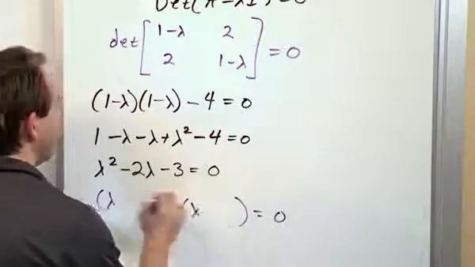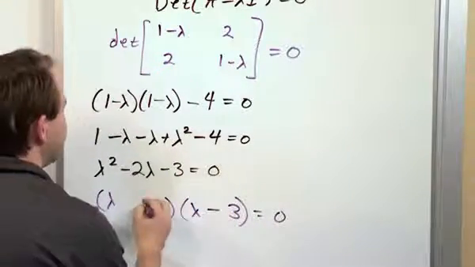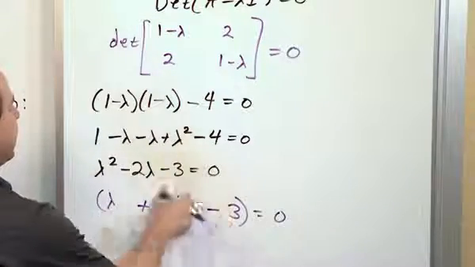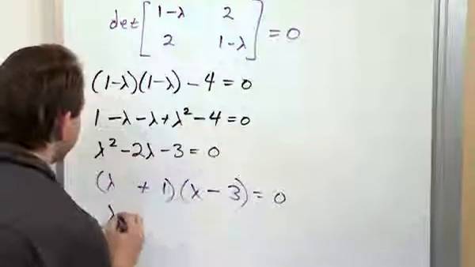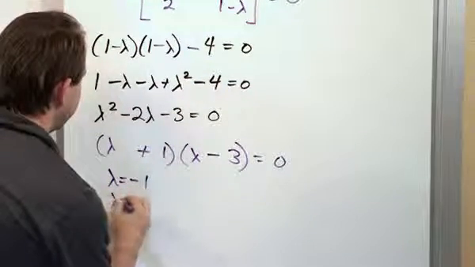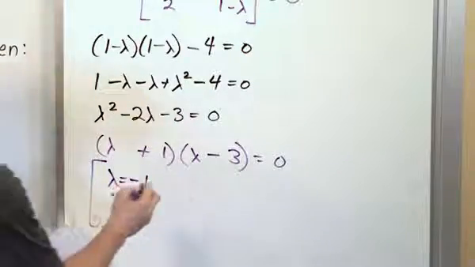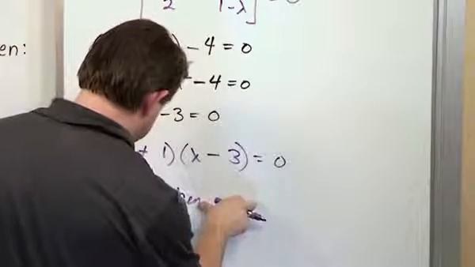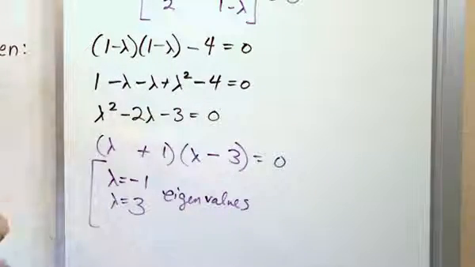Lambda on the first term, lambda on the first term there. 1 times 3 gives us 3, and then we could put minus and plus. We'll have a positive lambda here. We'll have a negative 3 lambda here. That's going to give us our negative 2 lambda. So this factors. So lambda is equal to negative 1, and lambda is equal to 3. These are the eigenvalues.